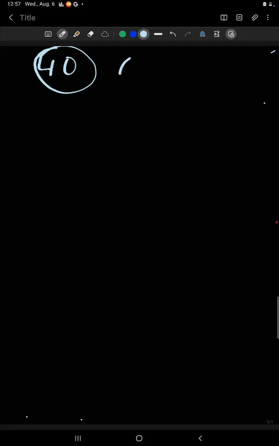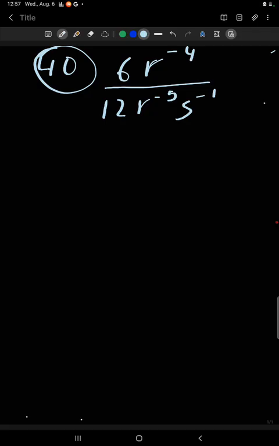Let's say we have 6r to the power negative 4, and then we have here 12r to the power negative 5, s to the power negative 1. Once again we have r on top and at the bottom, in the numerator and the denominator, so we've got to deal with that situation. Let's deal with that apart.